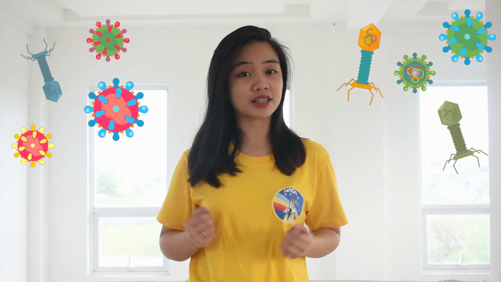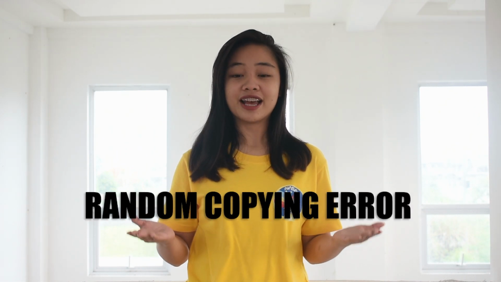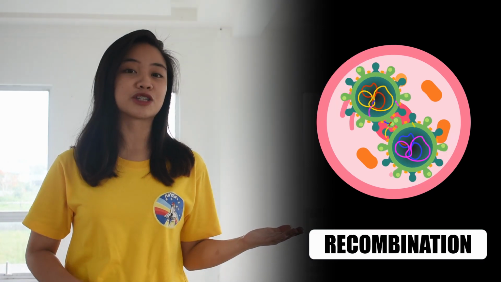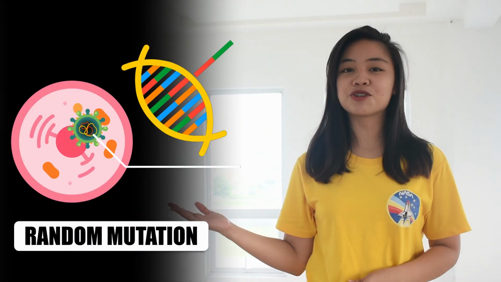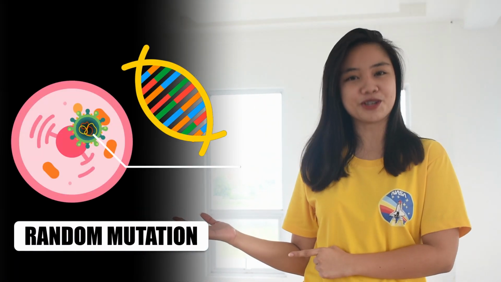Viruses evolve over time. During the replication process, or when a virus makes copies of itself, its genes can undergo random copying errors. These changes are called mutations, which are caused by recombination, that occurs when viruses swap chunks of genetic material such as DNA or RNA, and random mutation, when a change occurs in the DNA or RNA sequence of a virus. That's also the reason why COVID-19 has multiple variants right now.